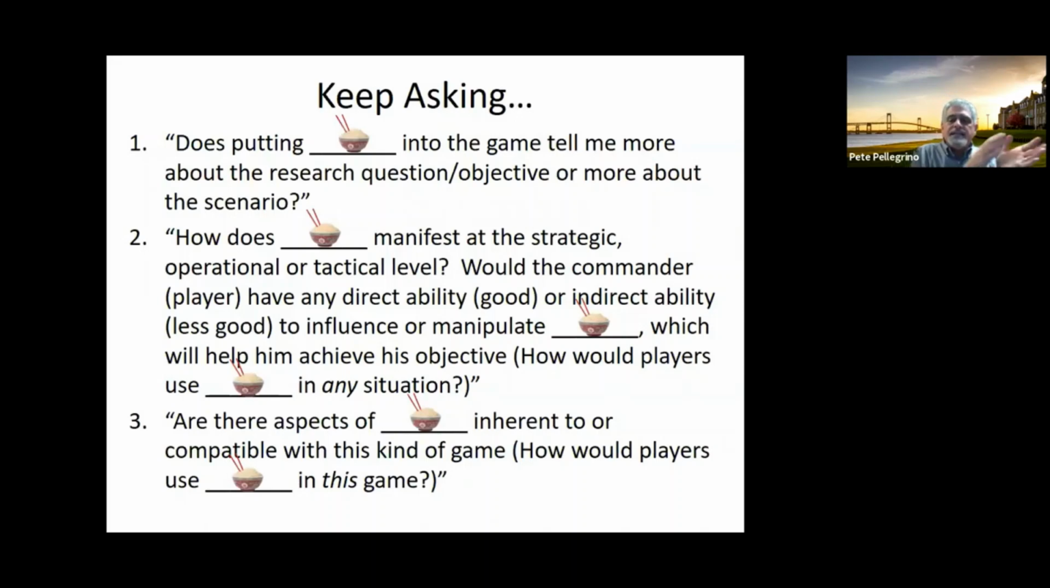So again, that's how we try to approach it when people throw out these good idea things. We try to understand, okay, why are you trying to put it in? How does it work in the real world? And can I possibly represent it in my faux world of the game to the benefit of the objective?